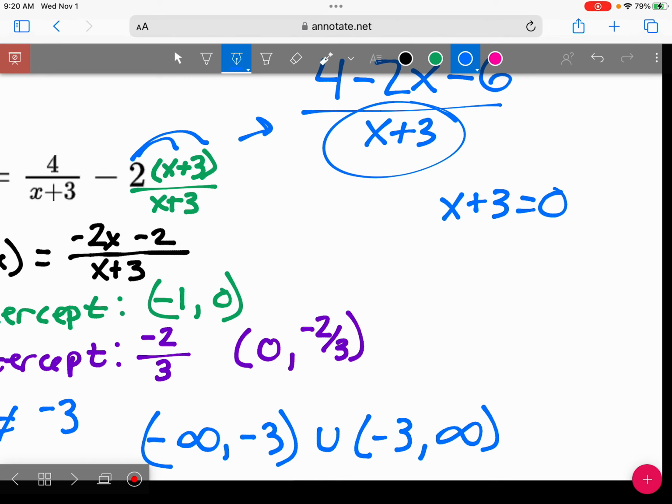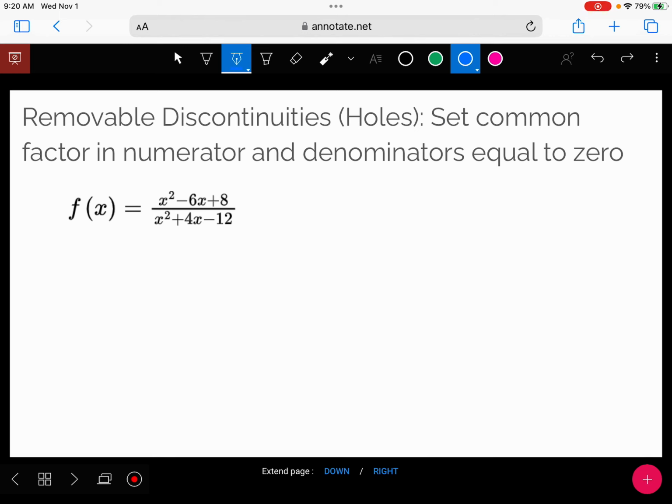Ready for the next thing? Because the next thing we're going to add is a discontinuity. I promise they're not bad. We've worked with them before. So removable discontinuity, also known as a hole.